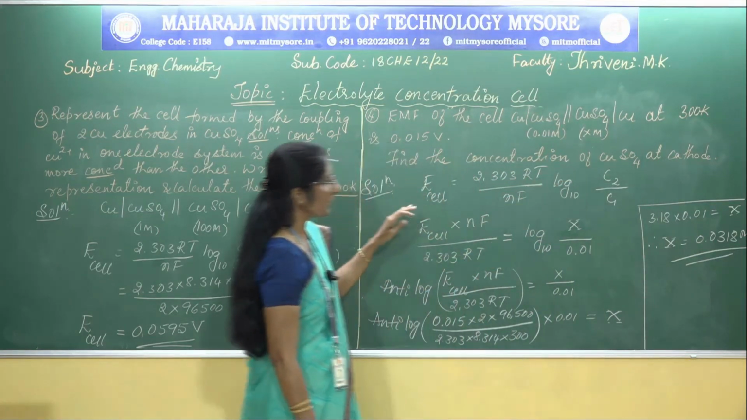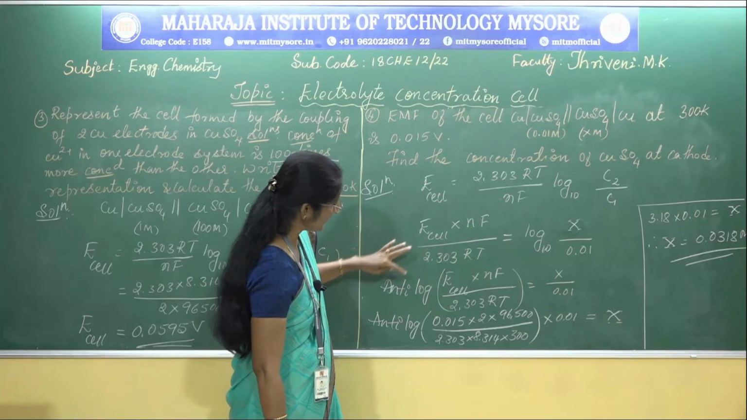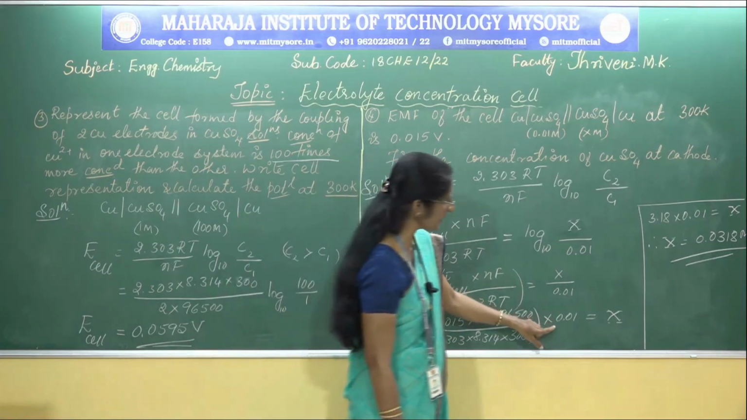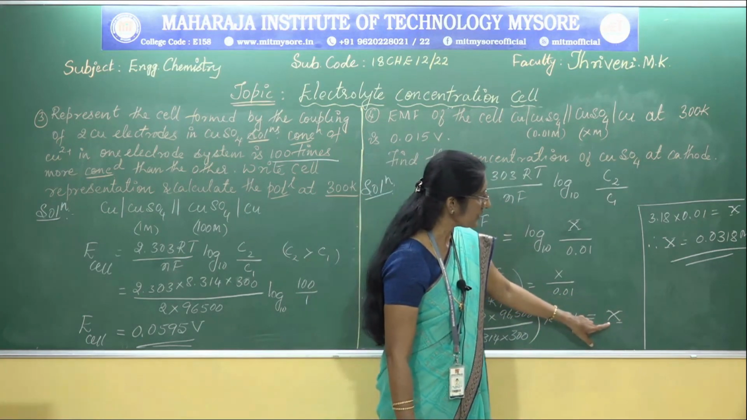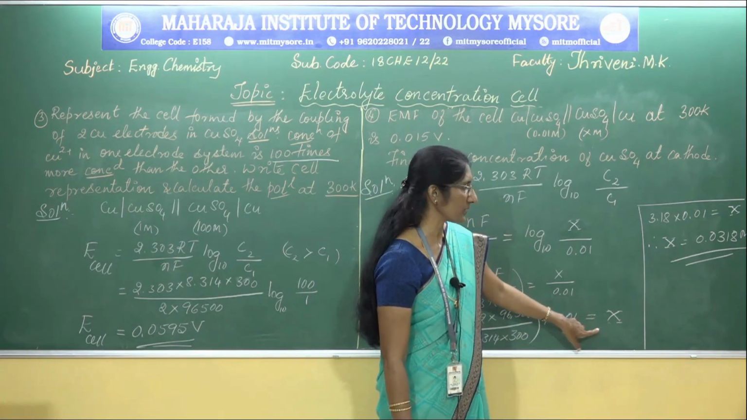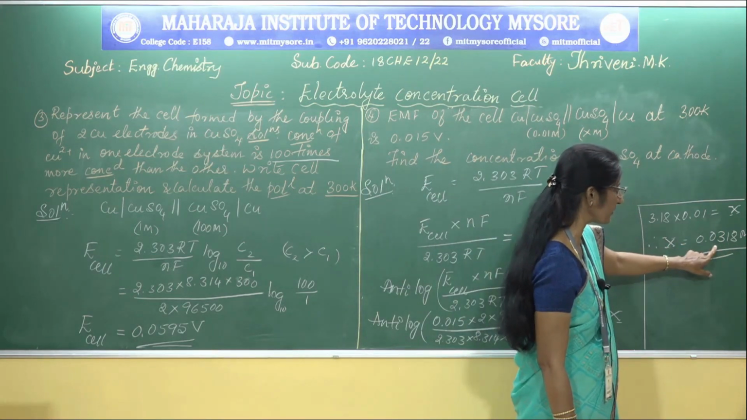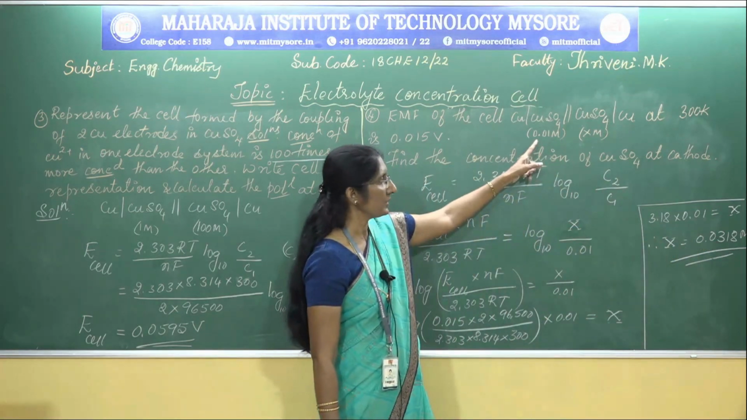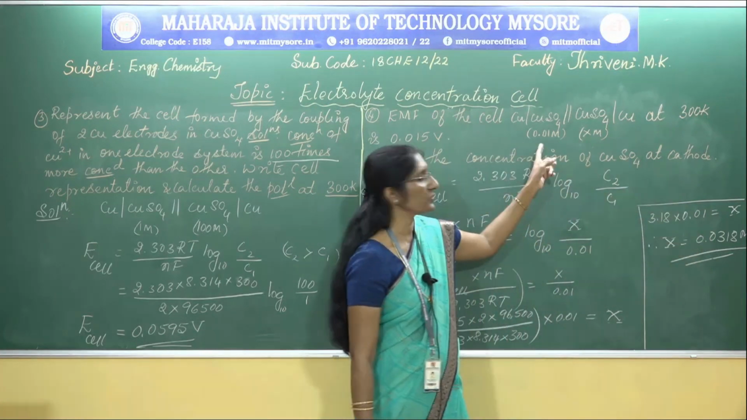Is it clear? So observe that first we have to substitute the values, then find out the anti-log value for this, then multiply that with the concentration of the anode, then we get the concentration of cathode compartment. Its value is 0.0318. Observe that always cathode concentration should be greater than the anode concentration. So therefore its value 0.03 is greater than 0.01.